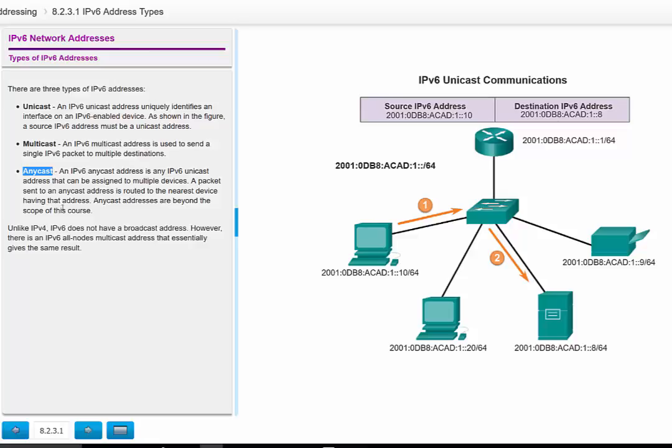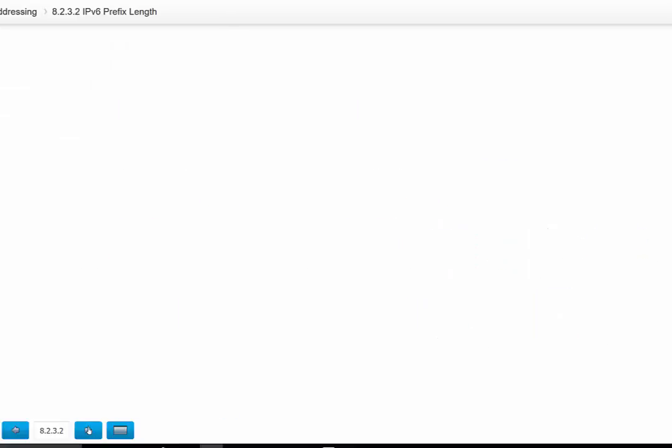Again, anycast is not part of our course here, and therefore we will not discuss it any further. So in IP address version 6, we only have unicast and multicast, and then in multicast we have multicast to all groups, which essentially corresponds to broadcast.